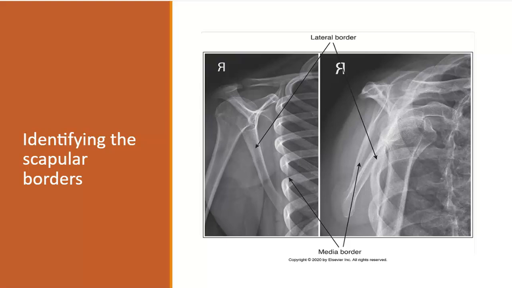So let's talk about how we identify the scapular borders when a true lateral is not obtained. The lateral border is thick with two cortical lines that are separated approximately by a 1/4 inch, whereas the cortical outline of the vertebral border demonstrates a single thin line, as you can see here.